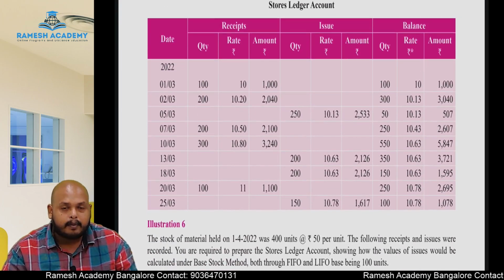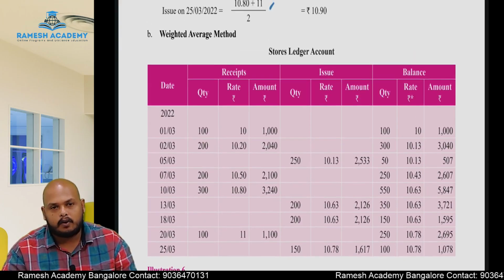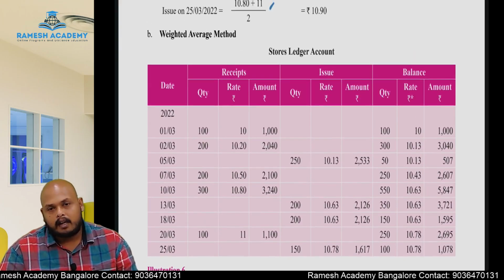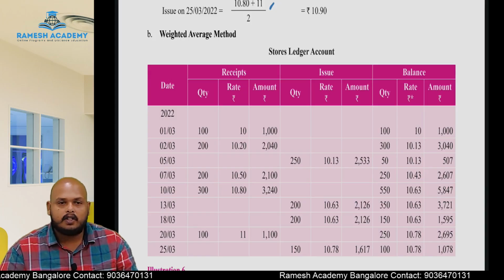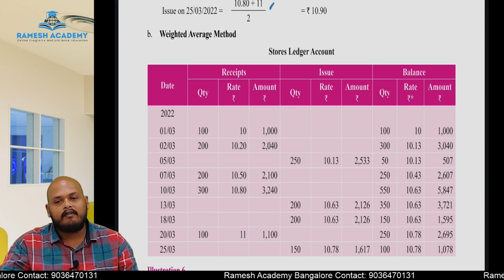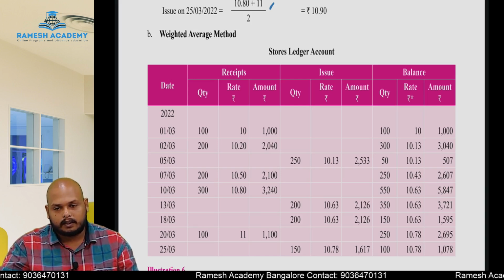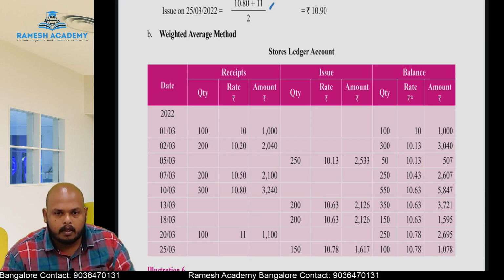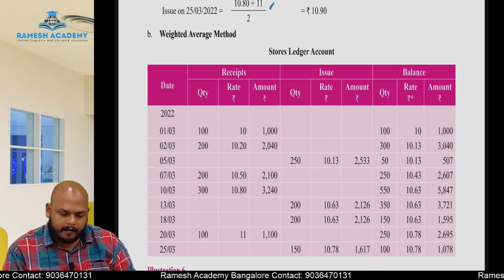The next method we have is the weighted average price method. Weighted average is a little bit easy compared to the simple average. Why is it easy, sir? Because in the case of weighted average, we will calculate the weighted average price every time. That is the reason it is a bit easy.